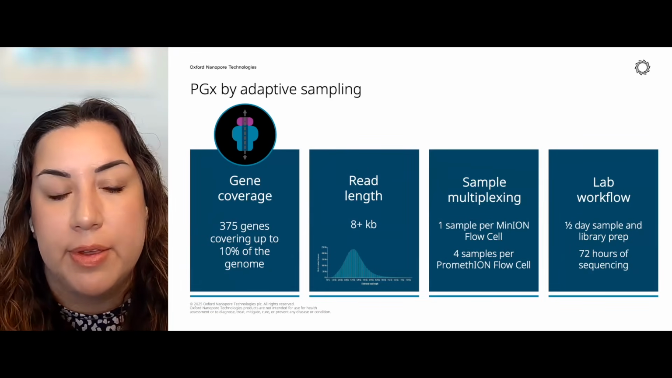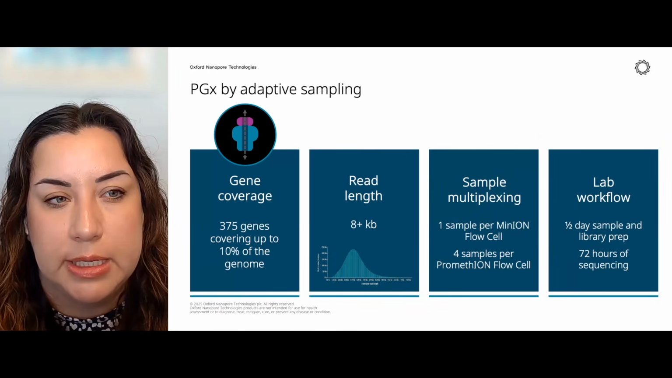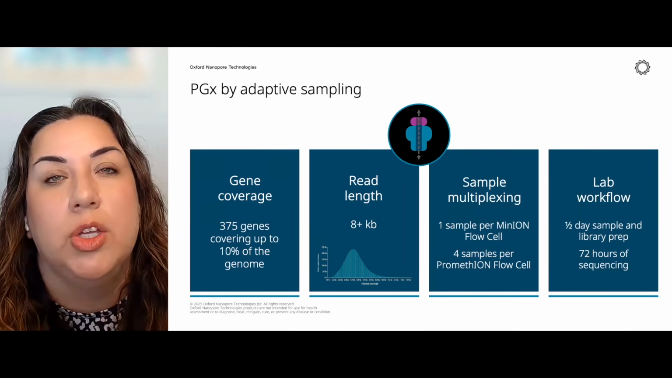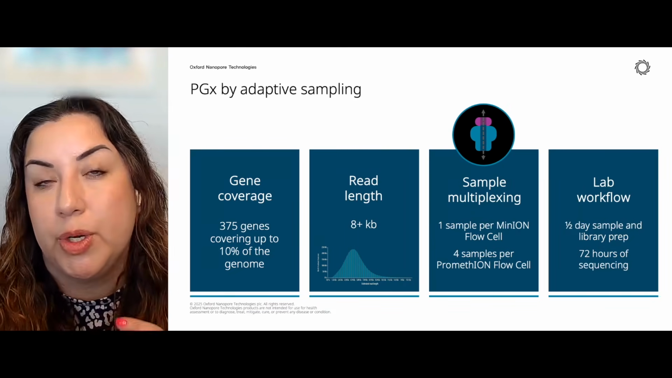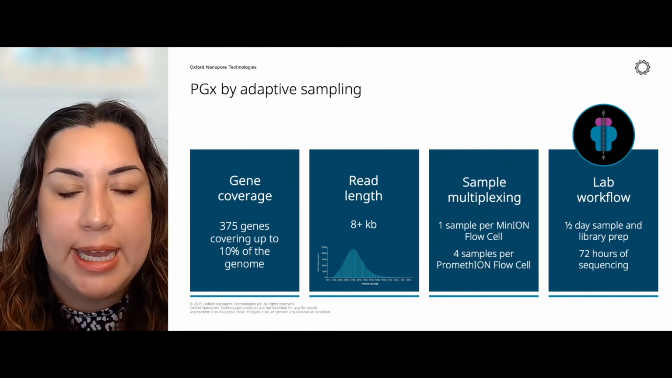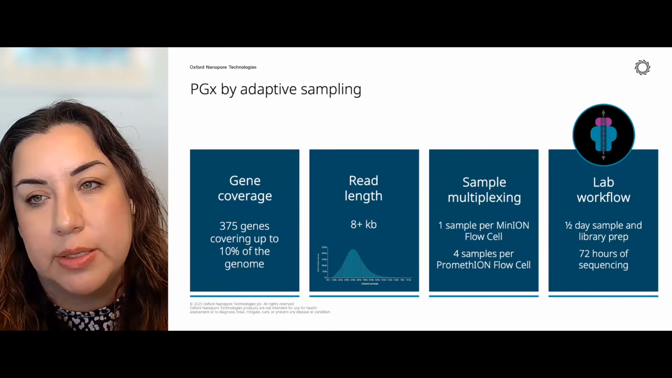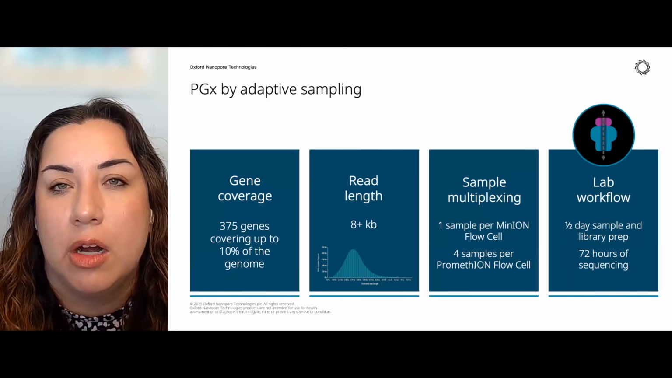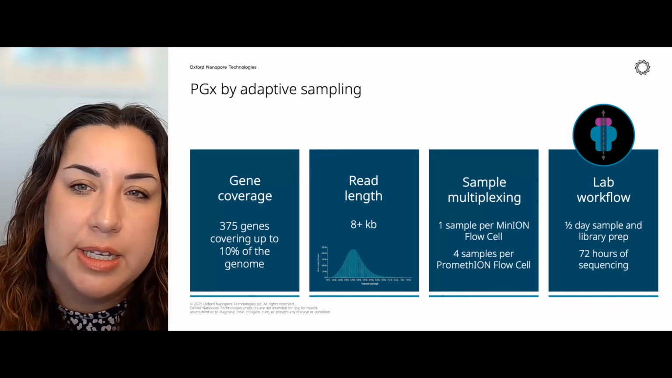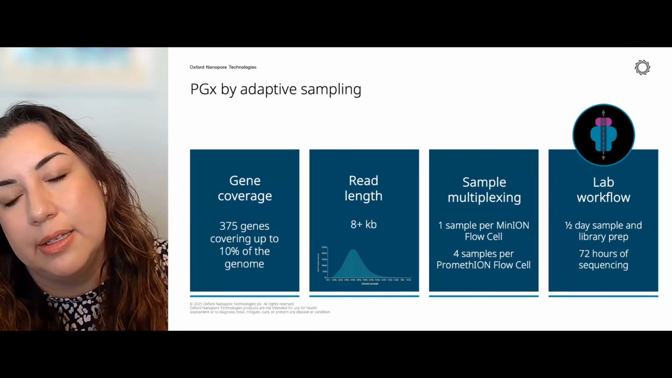The PGX panel, by the numbers, has gene coverage of 375 genes, which covers about 10% of the genome. The read length along this panel is about 8 kb. You can multiplex samples. It's 4 samples per that PromethION flow cell that I highlighted earlier in the talk. And the lab workflow, again, is simple and easy, half a day of sample and library prep with 72 hours of sequencing. And again, I invite you to visit our pharmacogenomics product page to learn more, download the flyers and app notes to look at all of the data as well as the published data sets.